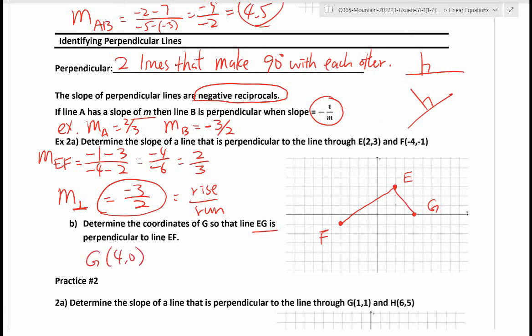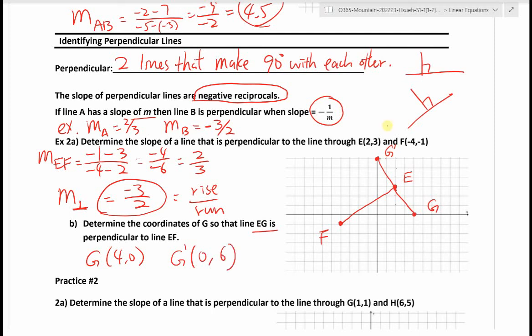The other possibility, obviously, is that there will be infinitely many possibilities, because we can also go backwards, right? Instead of going 3 down, we go 3 up, 1, 2, 3, and 2 to the left instead. So here could be another G, and if you connect this point with E, this should be a straight line, right? So G prime, let me call that. It could be (0, 6), 1, 2, 3, 4, 5, 6. That's a possibility.